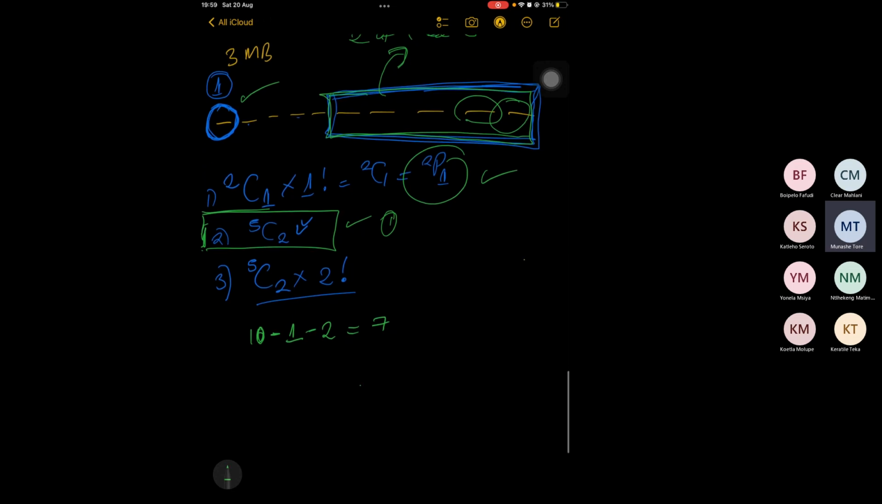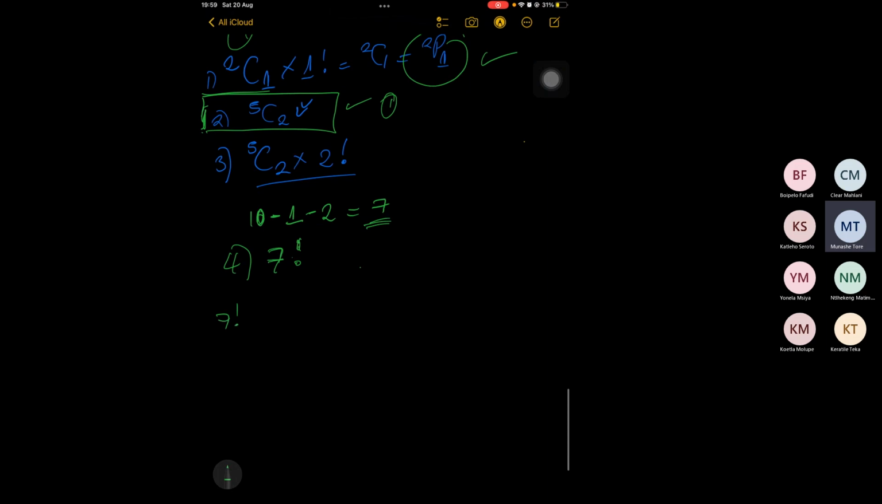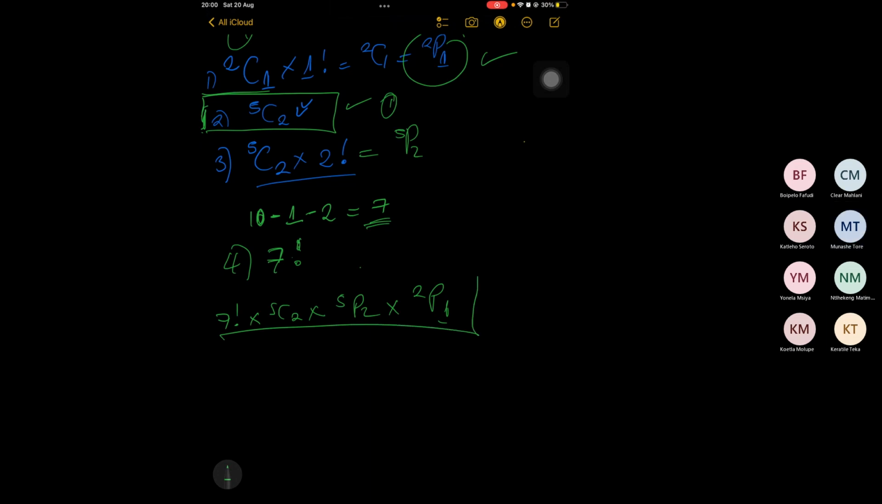So how many positions do we have left? We are left with 7 positions, which is 10, the total, minus the first one, then minus 2 of the 5. Then you're left with 7. So for the last section, the 7 positions can be occupied in any way that you deem fit. So it's going to be 7 factorial. Then your final answer is going to be 7 factorial times 5 choose 2 times 5 permute 2, which is the same as 5 permute 2, then times 2 permute 1, or just 2 choose 1. This is going to be your answer.